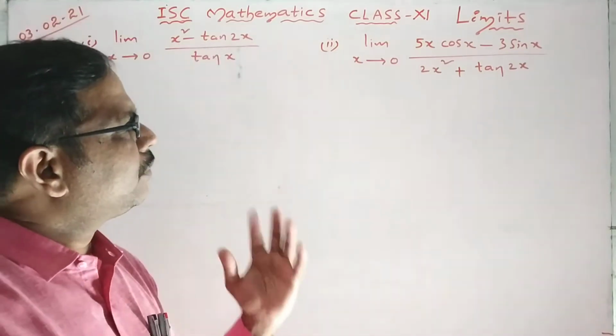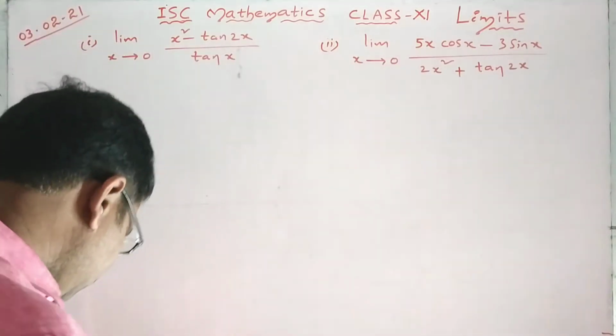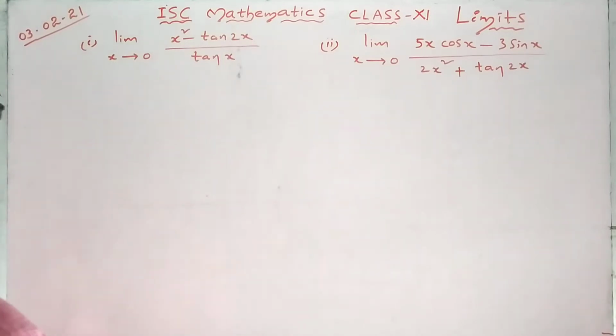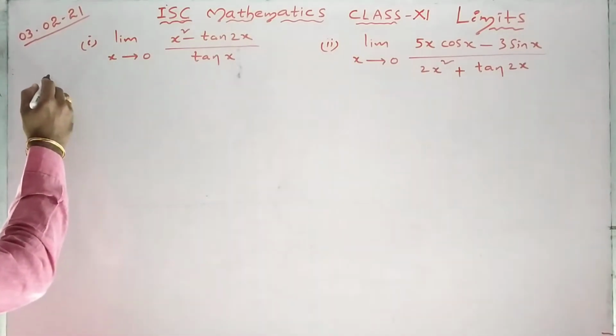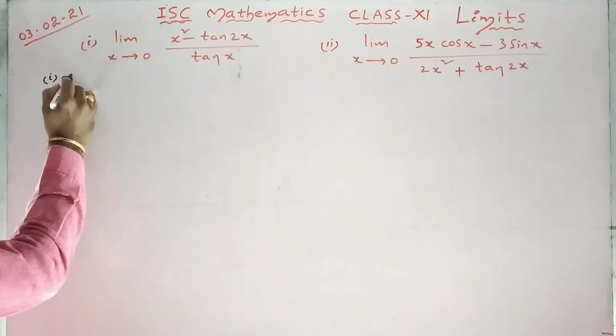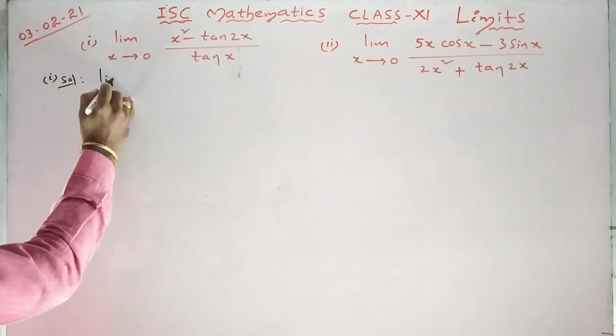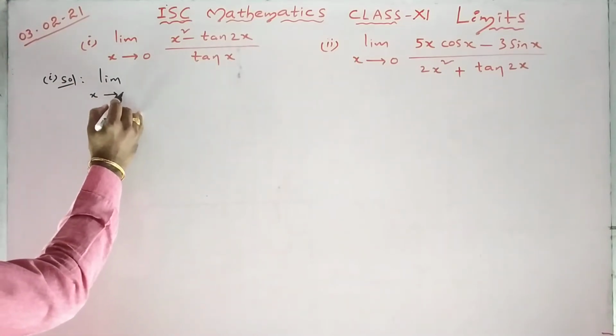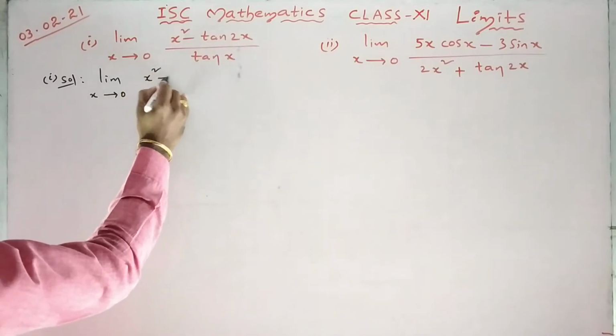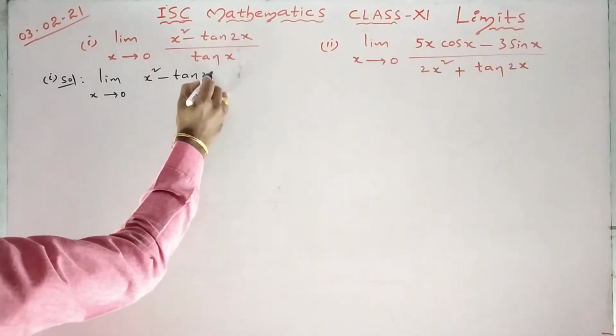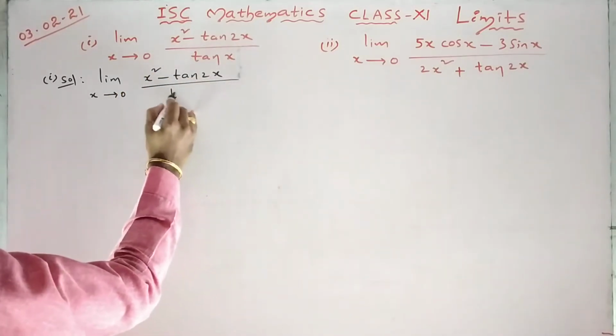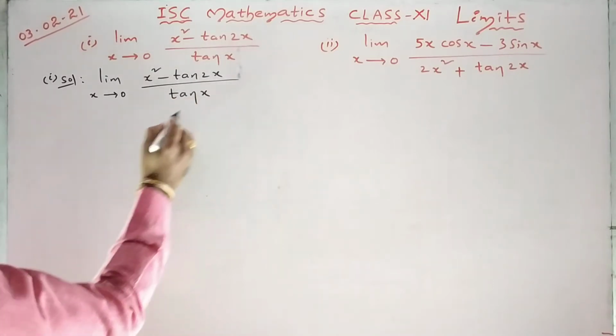Let us continue the problems of limits. Look at this question. First question. Limit x tending to 0, (x square minus tan 2x) upon tan x.